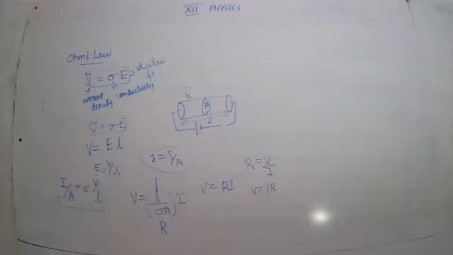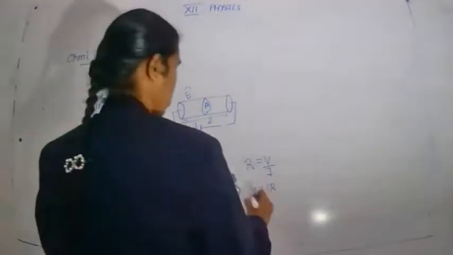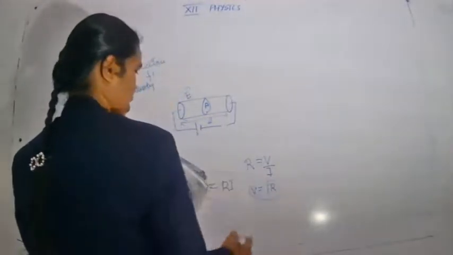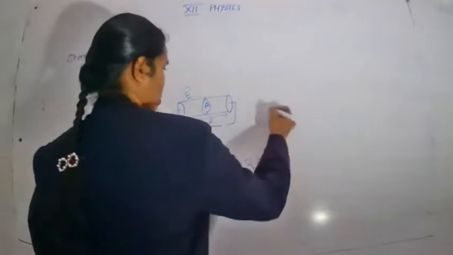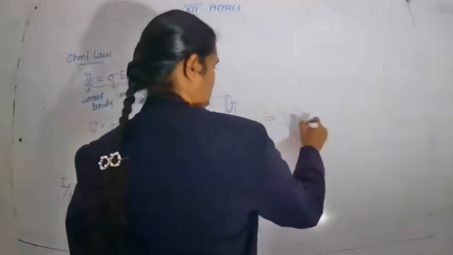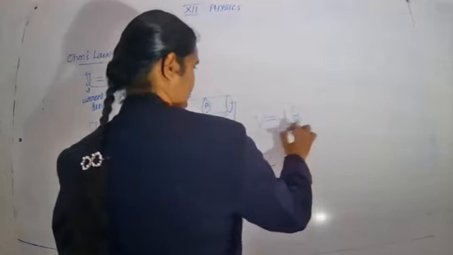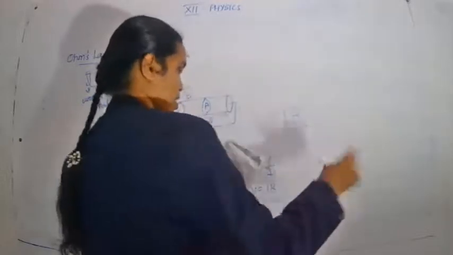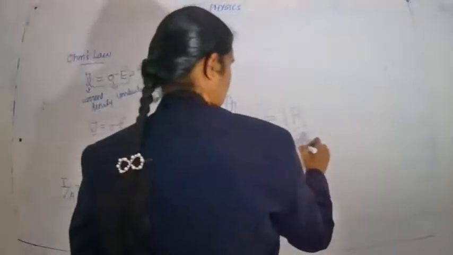Okay children, have you written? This is the Ohm's law. V is equal to IR. You have to remember V equal to IR. V means vegetarians, IR. Okay, so V equal to IR. So this is the Ohm's law.